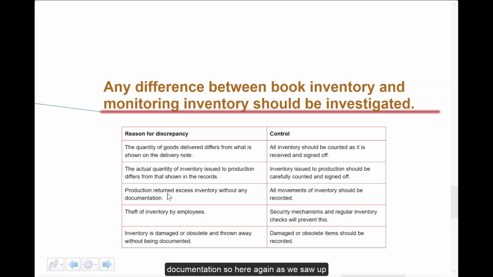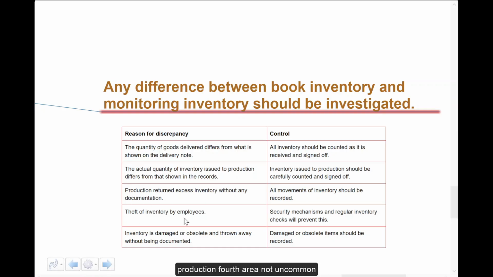Third area, production returned excess inventory without any documentation. So here, again, as we saw up top, we had issued to production, but some, for one reason or another, was returned to inventory. But here is the case with no documentation. Again, got to be more careful, got to be tighter. We have to record movements of inventory, even if it's just a small amount coming back from production.